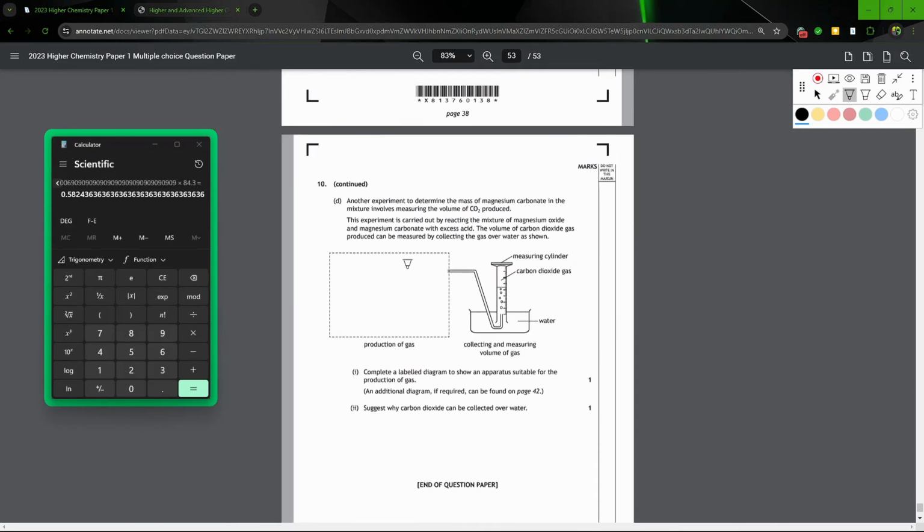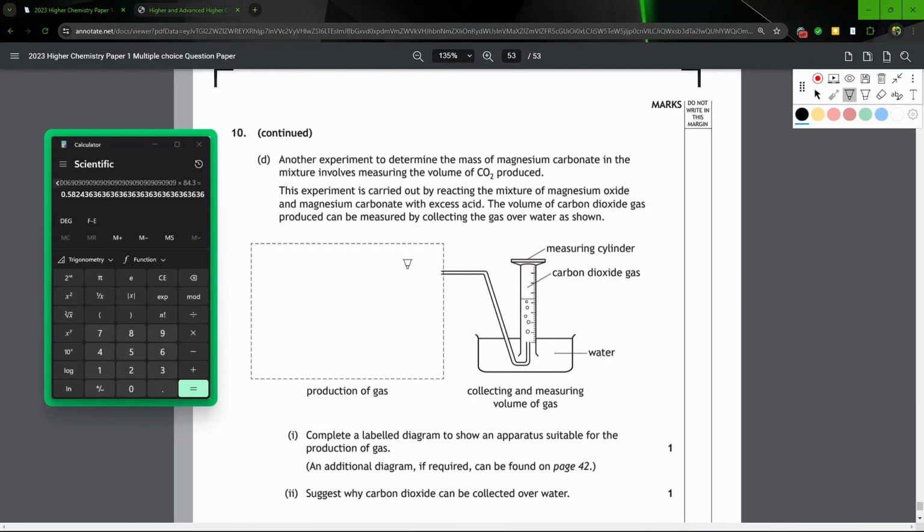And then, oh, we're on the last page, folks. Another experiment to determine the mass of magnesium carbonate in the mixture involves measuring the volume of CO2 produced. The experiment is carried out by reacting the mixture of magnesium oxide and magnesium carbonate with excess acid. The volume of carbon dioxide gas can then be measured by collecting the gas with water as shown.